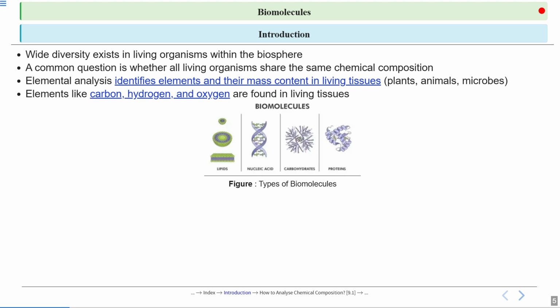These are the types of biomolecules you can see. You can see lipids here. Then you can see nucleic acid. Nucleic acid is both DNA and RNA. Then you have carbohydrates, and then proteins, which are made up of amino acids. These are all the kinds of biomolecules. These molecules are made up of carbon, hydrogen, and oxygen.